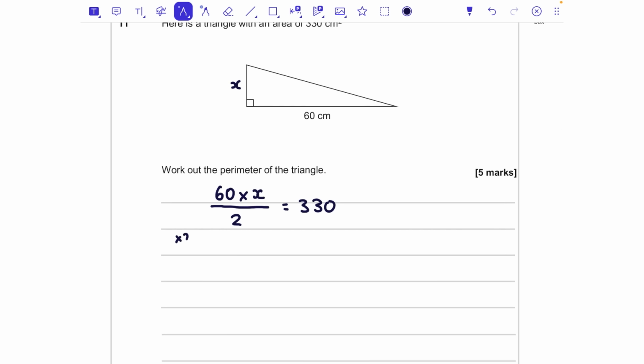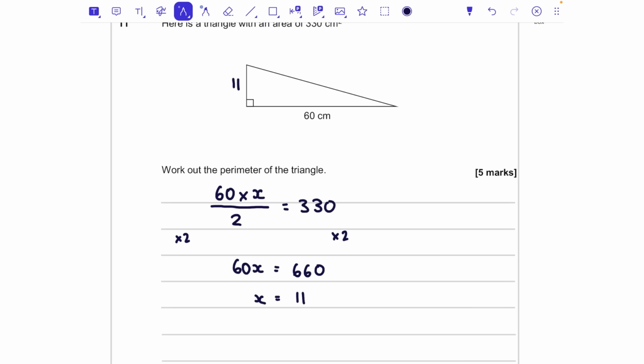We're going to do that by multiplying both sides by 2. That gets rid of the fraction. So 60x equals 660, and then we're going to divide by 60. So x equals 11, and that tells us then that that is the height. So I can pop that there.